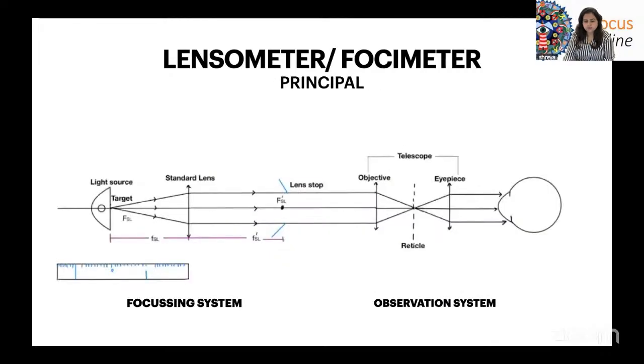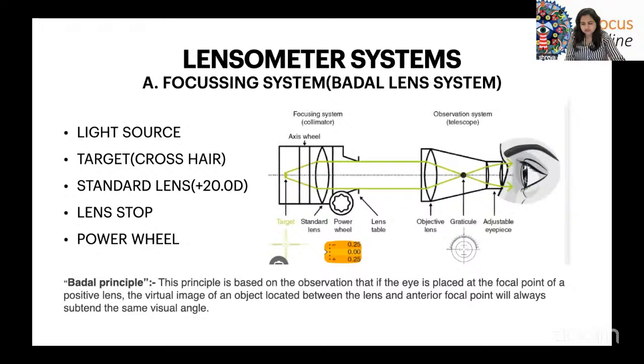Moving on. So this is a schematic diagram of how the whole system works. If I divide this whole system into half, this is the focusing system and this is the observation system. We will be going through both of them one by one. Coming to the focusing system, if I draw a line here, this whole thing is the focusing system.